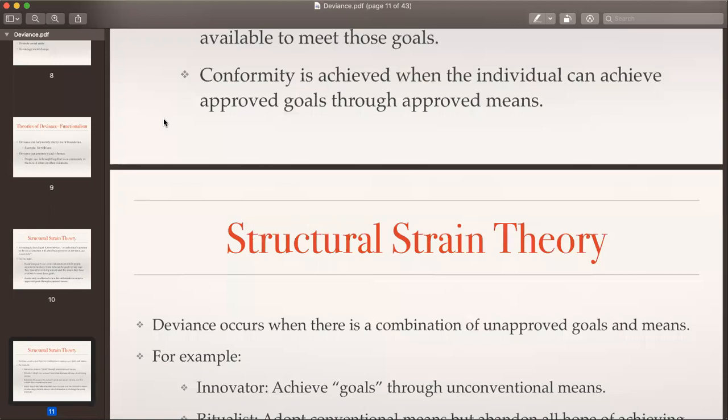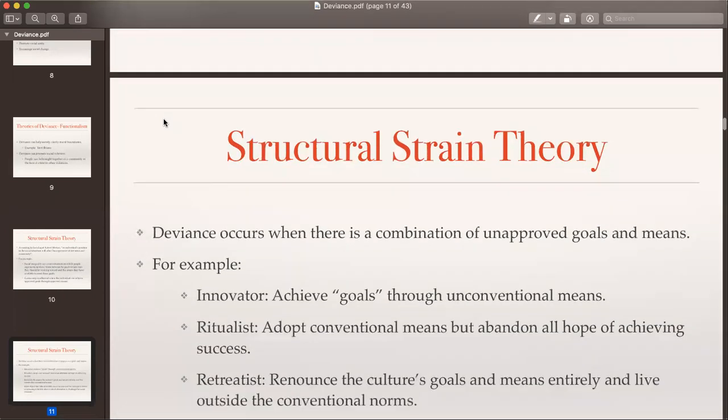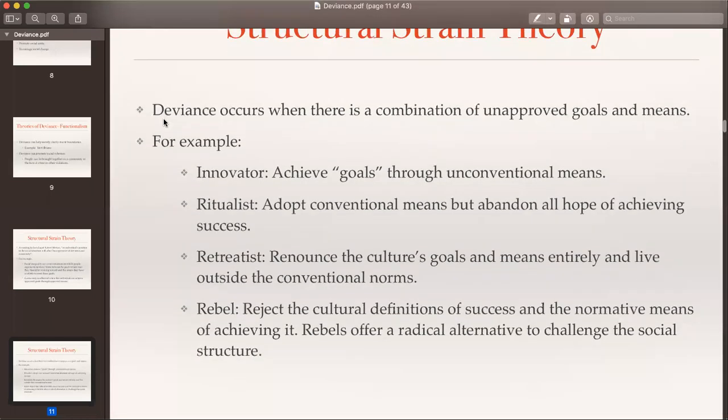Conformity is when an individual is able to achieve those approved goals within society through approved means. And we'll define that in a little bit. See, what happens in deviance is that there's a combination of unapproved goals and unapproved means. And we break it down into 4 different examples.